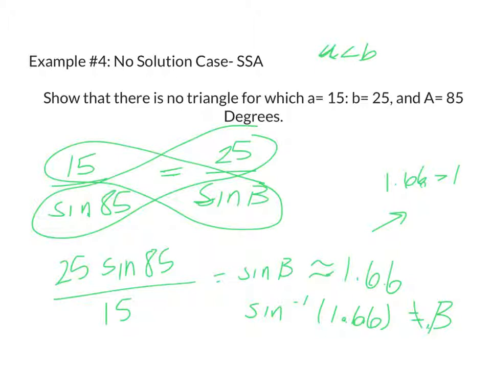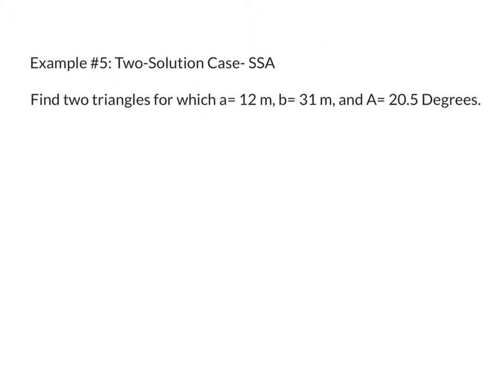All right, let's take a look at our last problem. This one is a two-solution case. Again, a is less than b in this situation, and we could test it, but I'm going to tell you now that it is going to work with two solutions. So if we set this up, the alphabetical pair that was given to you is the A information. So everything is always going to be set against 12 over sine of 20.5 degrees, equal to, let's go ahead and find B's information, 31 over sine B.